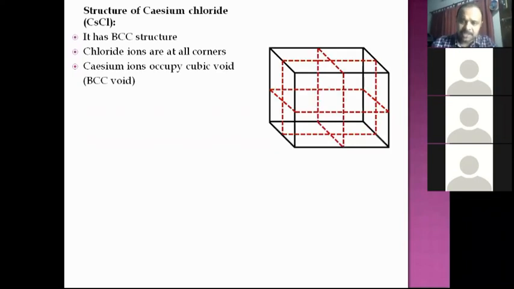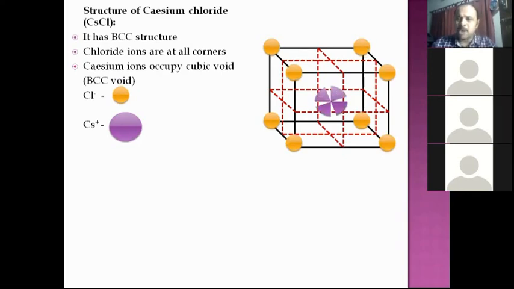We'll see the structure now. The Cl minus here is relatively large. It is the yellow spherical particle represented like that. Cesium ion is larger. It is a purple particle. Now, where exactly is Cl minus? At the corners, like this. Where is the cesium ion? It is at the body center, like this. So this is how the cesium chloride structure is formed.